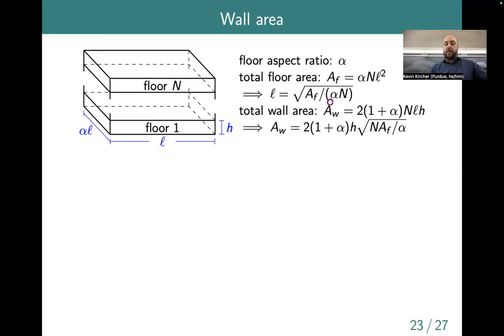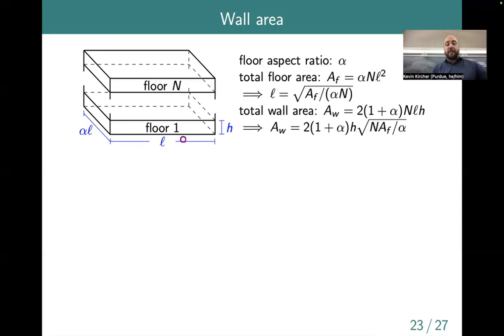But the overall vertical wall area, so this is including both the opaque walls and also the windows that are on the vertical surfaces. So maybe a better subscript here would be V for vertical rather than W. But anyway, that ends up being 2 times the quantity 1 plus alpha times nLH. So where does that come from? Well, over here, this wall would have a width of alpha L and a height of H. So that gives us alpha LH. There are 2 of those. So that's where the 2 alpha LH comes from.